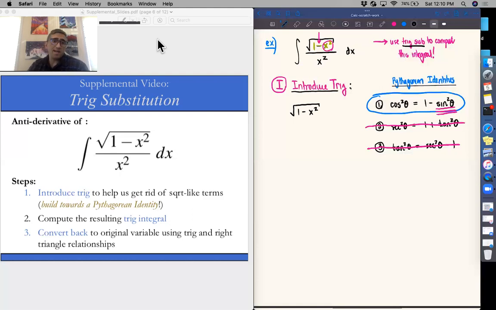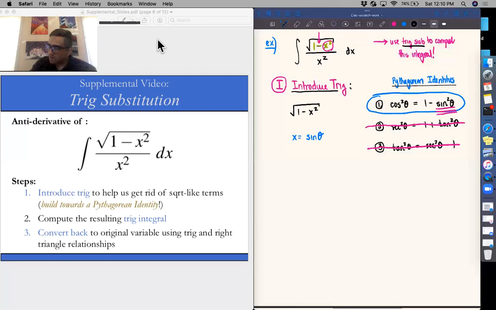The other thing we need to recognize is, if I put a sine under that square root, are there any numbers that aren't going to look exactly like the right-hand side of our identity? In this example, we have a 1 sitting there, a 1 coefficient in front of the x squared. So if we just let x equal sine in this case, we'll get that identity under the square root. So we're going to move forward with x equal to sine of theta.